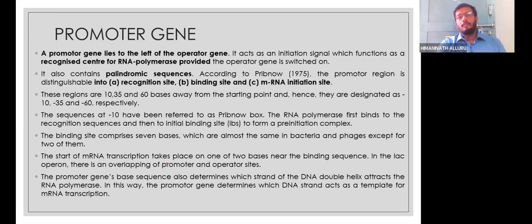So in the same way, the promoter gene lies to the left of the operator. Students have to definitely write the location: it is located to the left of the operator. And what is the main function, the job of the promoter? It is the site that is going to be recognized by the RNA polymerase.